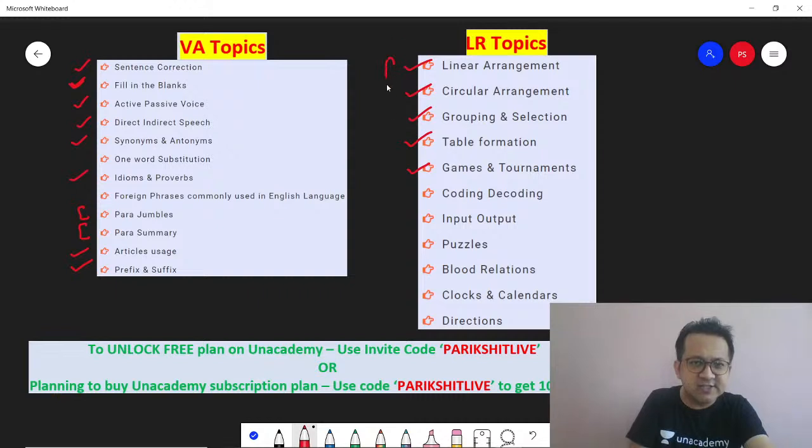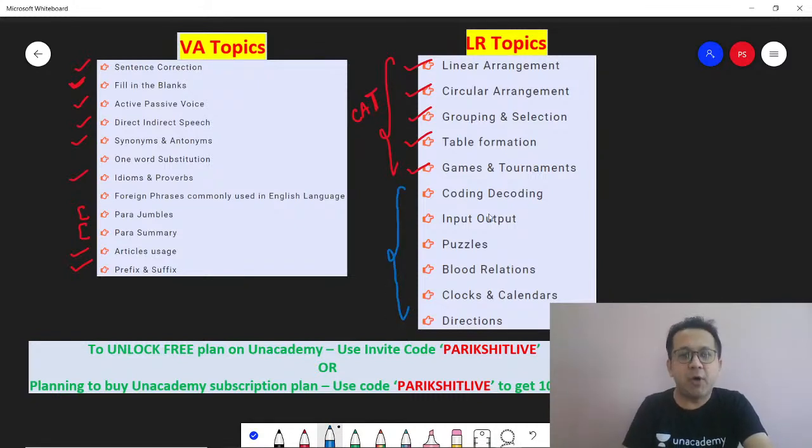Now, the good part is, the 5 topics that you see here, you have done for your CAT. So no extra preparation required. Where will the extra preparation be required in your LRDI? For your IIFT, the bottom 6. What are the bottom 6? Coding and decoding. You don't do it in your CAT. Input output. You don't prepare for it in your CAT. Puzzles is something you already prepare for your CAT, but to an extent, IIFT puzzles are a bit different. So you have to focus on puzzles as well.